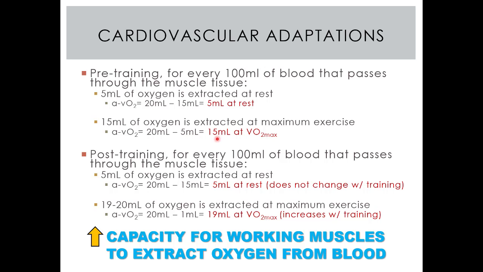This means 15 milliliters of oxygen is extracted at maximum intensity, and this is again at pre-training. So at rest, you have 5 milliliters of oxygen extraction, and at maximum exercise, you have 15 milliliters of oxygen extraction.